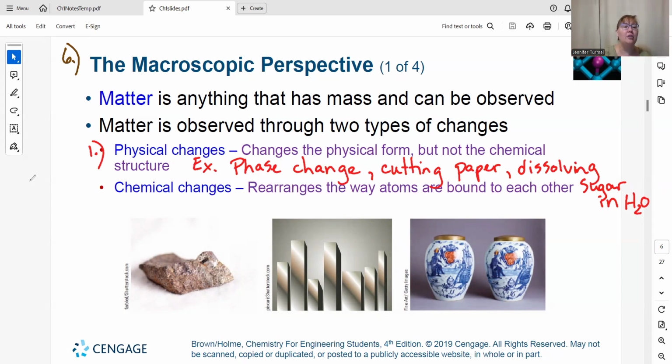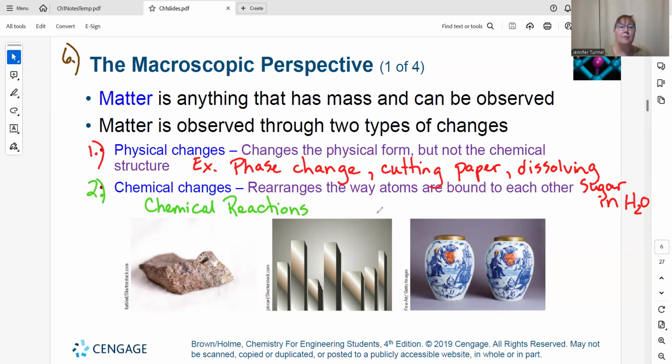All right, now chemical changes. It says it rearranges the way atoms are bound to each other. We're also going to see this when we talk about chemical reactions. So chemical changes are always going to be chemical reactions. We'll put a 2 here.